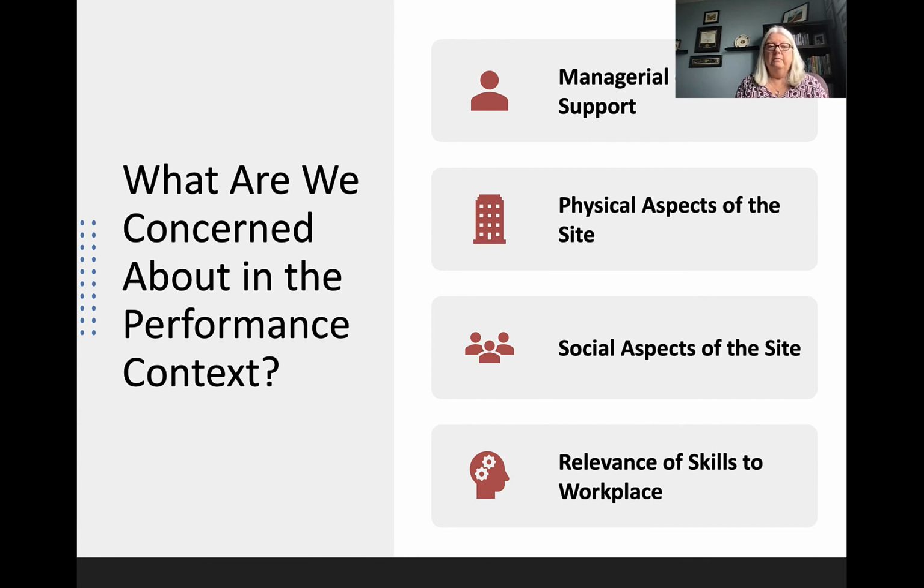Okay, so we should be very concerned that we have that element of support once the employee gets back to their job. We want to look at the physical aspects of the site. What are the physical aspects that could affect the performance of the things we taught them? What are the social aspects, the relationships among coworkers, among subordinates, among their managers? And then the relevance of the skills to the workplace. If what we taught them is not relevant to the workplace, there may not be a transfer of training. So we want to be concerned with that too.